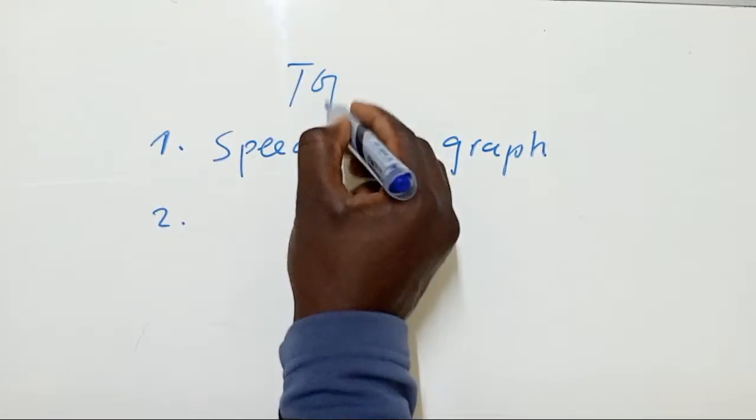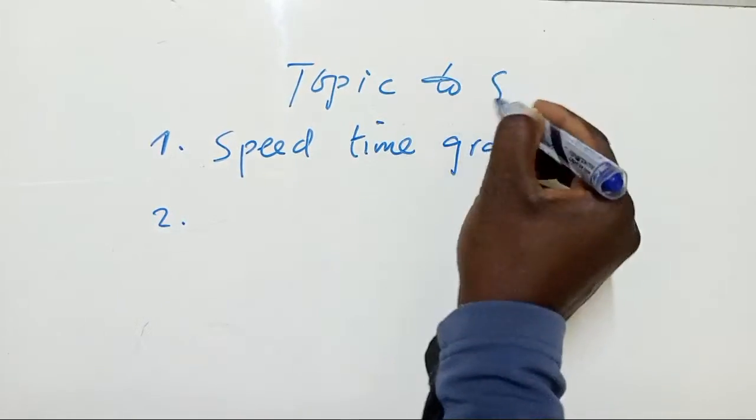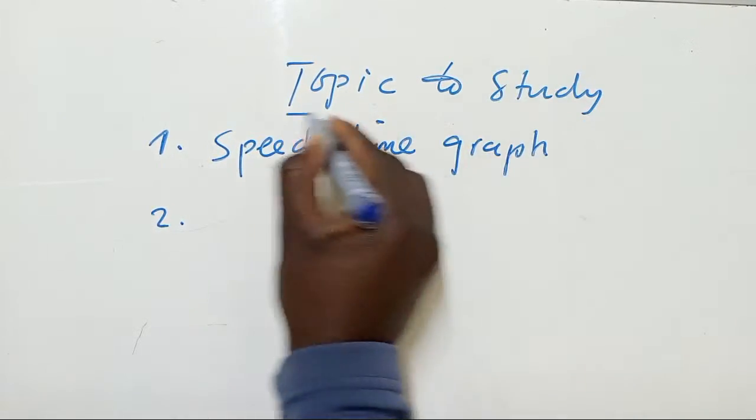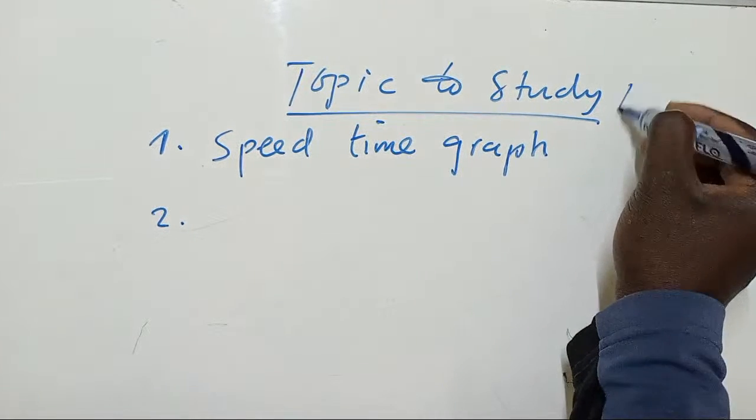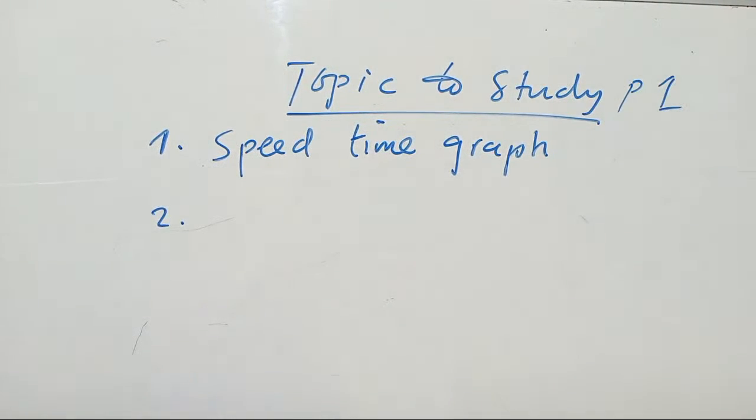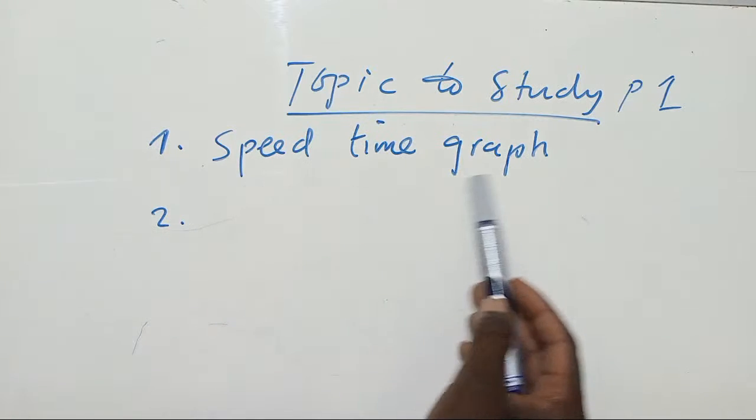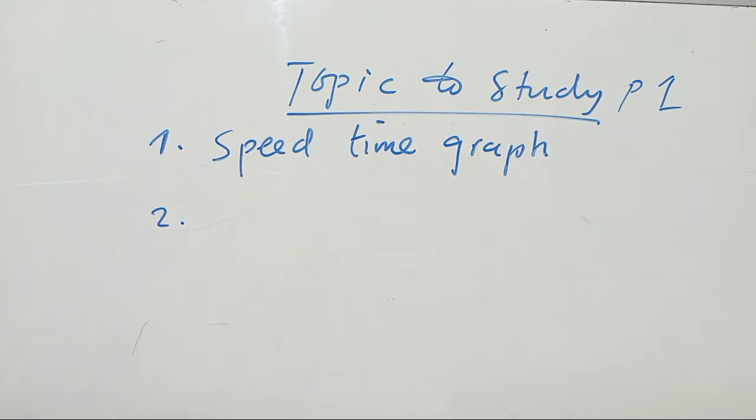Topics to study in paper one. So, speed time graph. This has about 5 marks, and the question does not miss this. You need to know how to find acceleration. You need to know how to find deceleration. You need to know how to find the speed. You need to know how to find the distance. So this is one of the things that you must know.